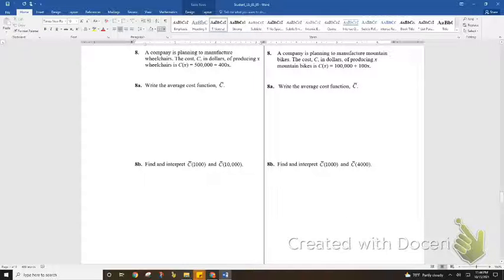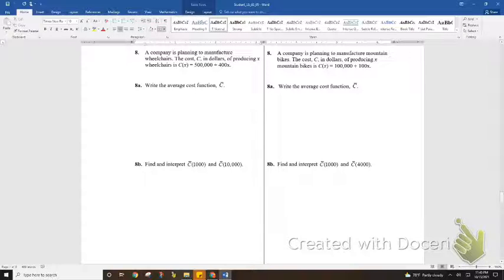So solved problem 8 says a company is planning to manufacture wheelchairs. The cost C in dollars of producing x wheelchairs is C of x equals 500,000 plus 400x. 8a says to write the average cost function. Average cost. How do you find an average? You add it all up and you divide by how many there are, correct? Well, it's the same idea here.